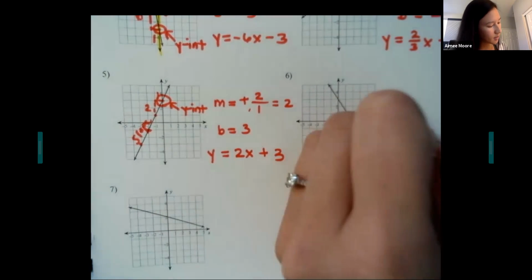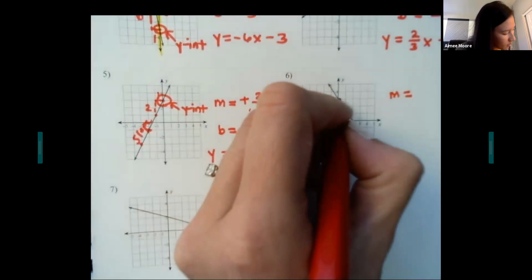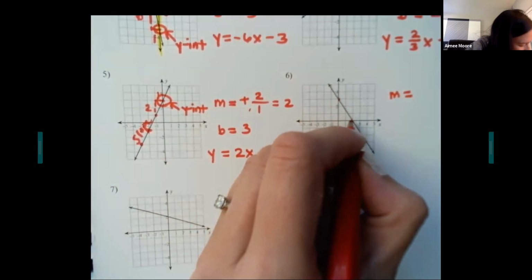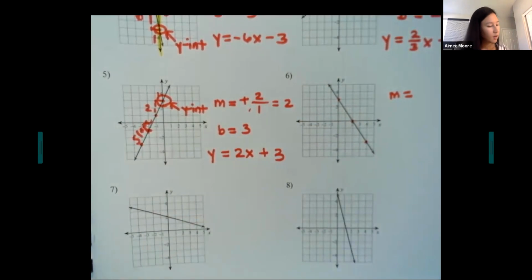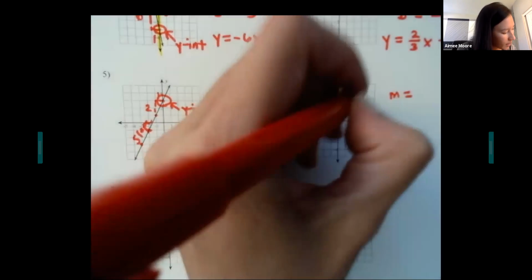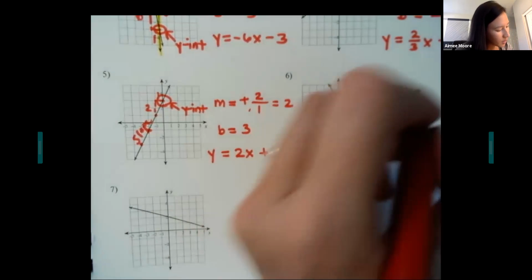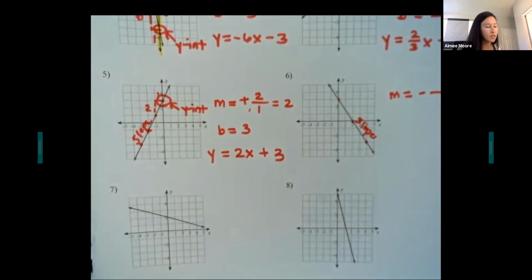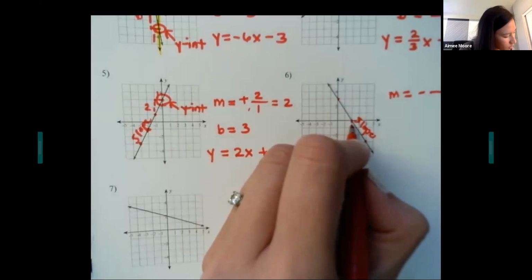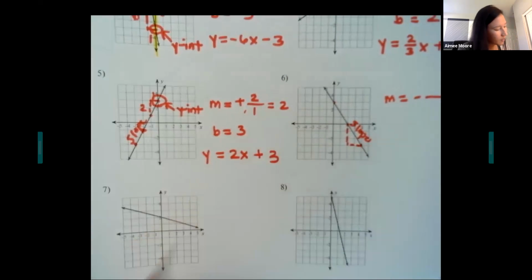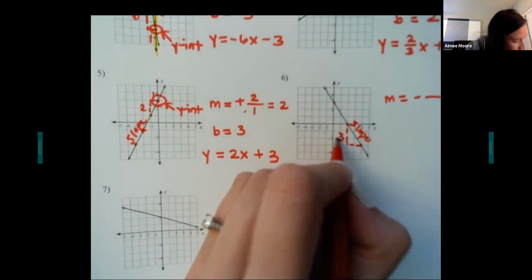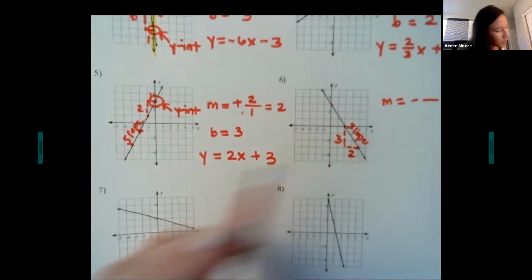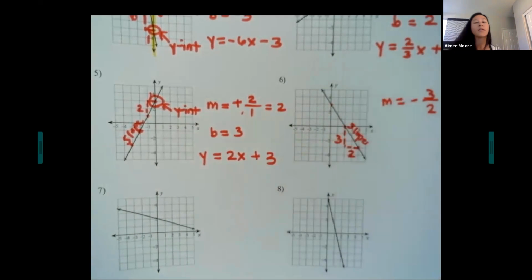Okay, number 6. Find our points first. And then we'll write slope, which tells us that our line's negative, our slope's negative. Draw a slope triangle. Our rise is 1, 2, 3. Our run is 1, 2. So it's -3 over 2.